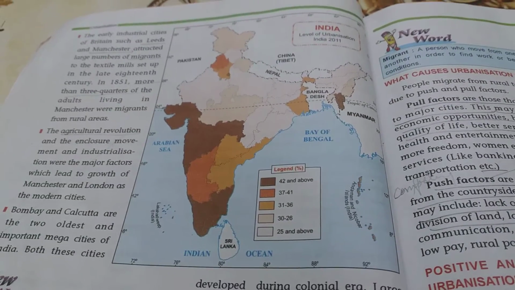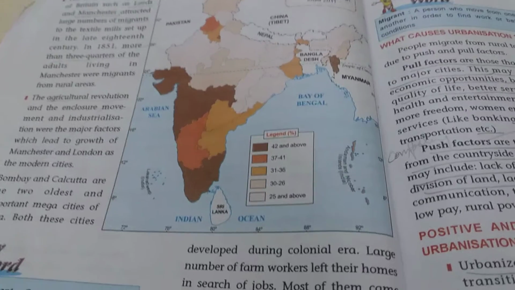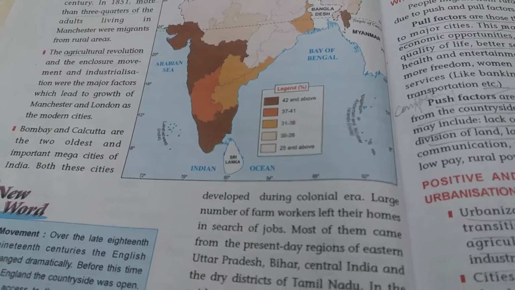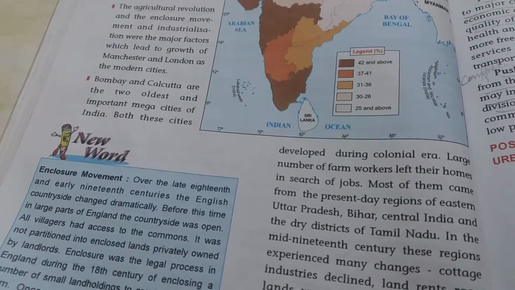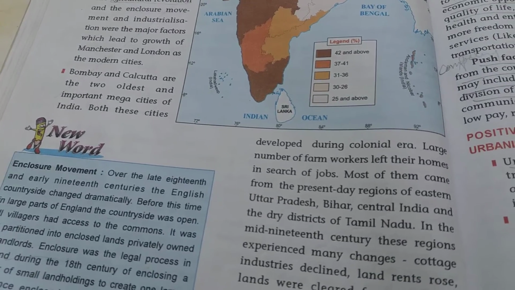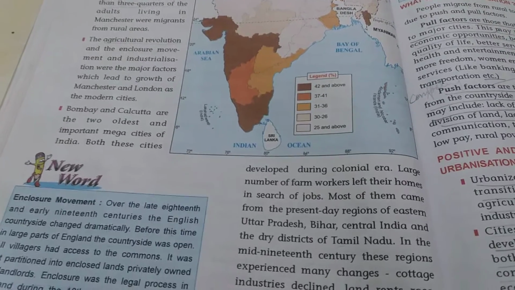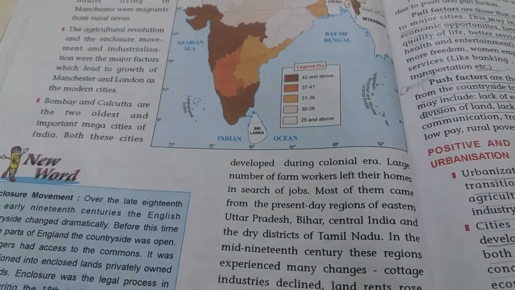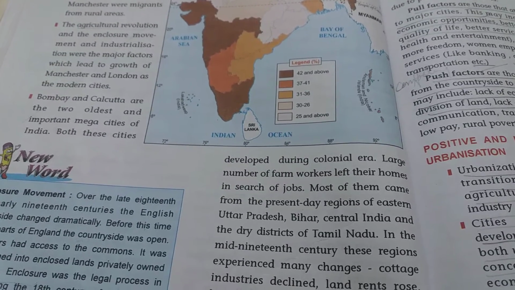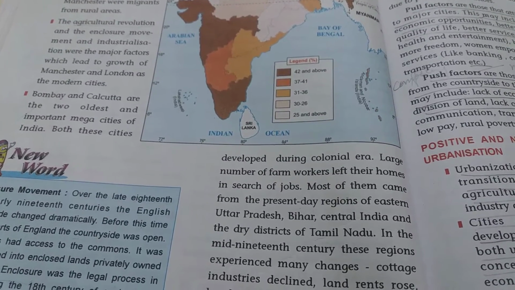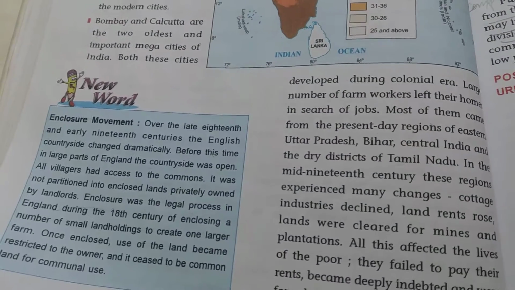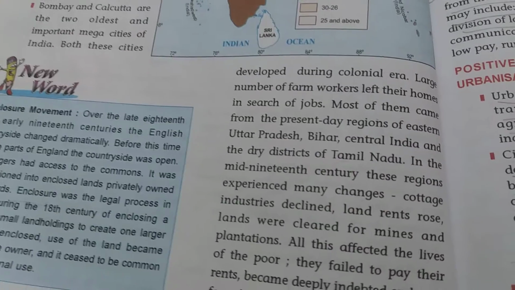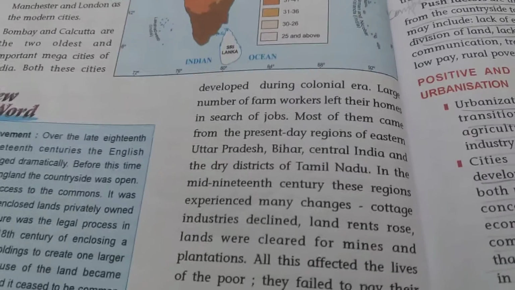A large number of farm workers left their homes in search of jobs. Most of them came from the present-day region of eastern Uttar Pradesh, Bihar, central India and the dry districts of Tamil Nadu. In the mid 19th century, these regions experienced many changes. Cottage industries declined, land rents rose, lands were cleared for mines and plantations. So there were many drawbacks that had come in the rural areas also.